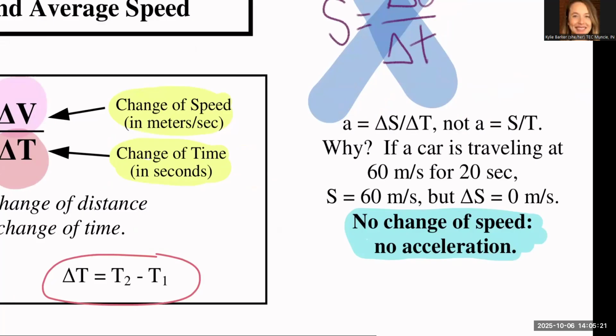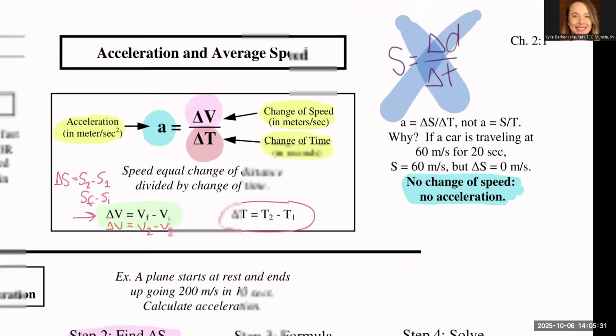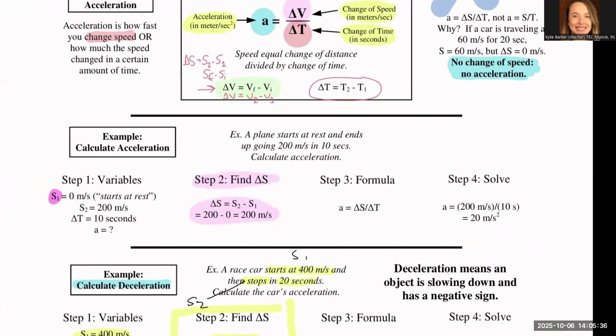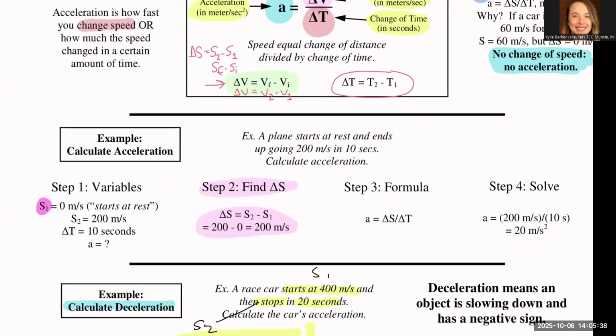Other times it's going to use words like came to a stop or was at rest, often things that will represent the number 0. So I know we talked about that last week. We're coming back to that today too. So we've got a couple examples here. We have one example where we are going to get a positive answer, and it says calculate acceleration. And then a second example down here, it says calculate deceleration.